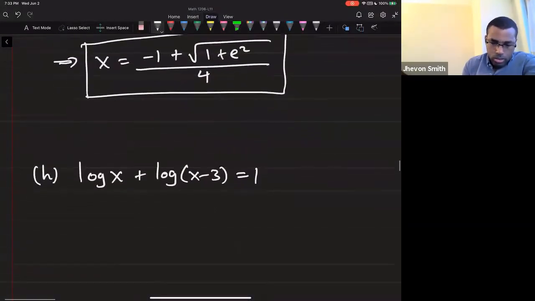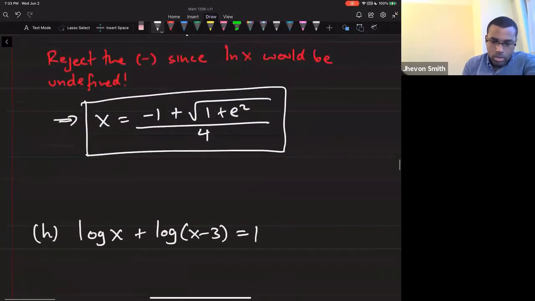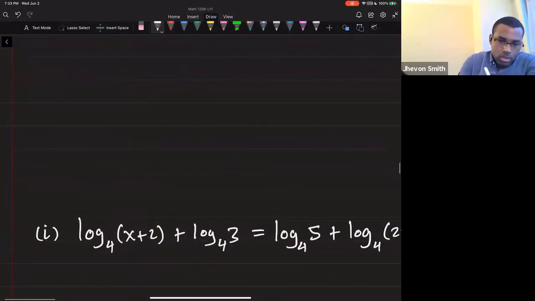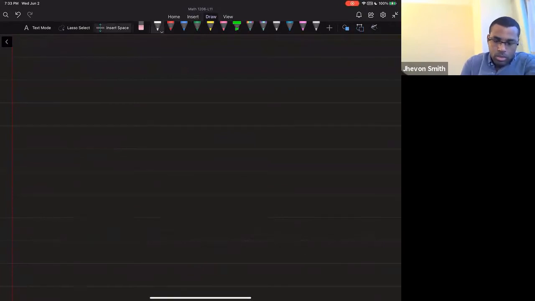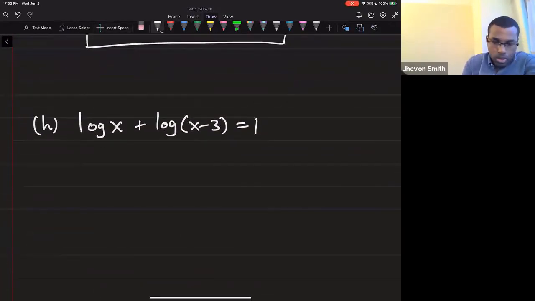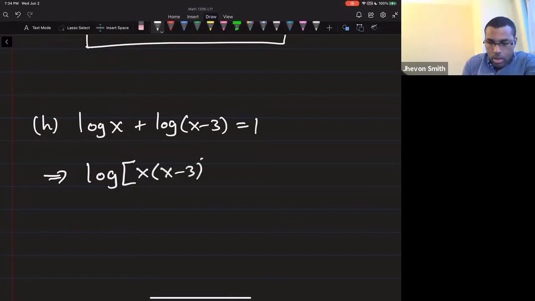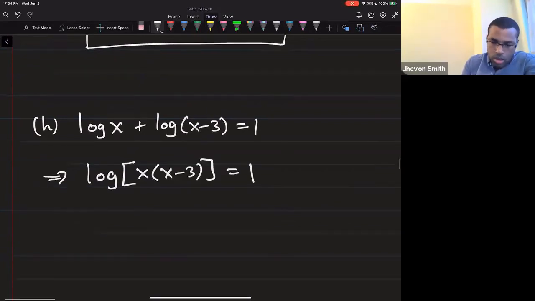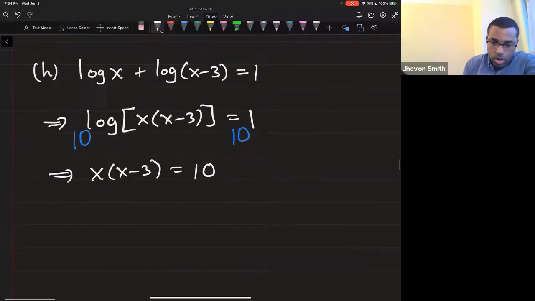This last one, jeez. Again, solving an equation, I'm going to combine the logs. Here is both sides of the 10. So that gives me x times x minus 3 equals 10 to the 1.